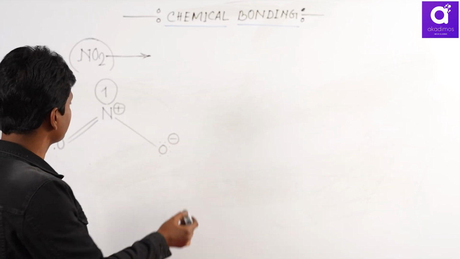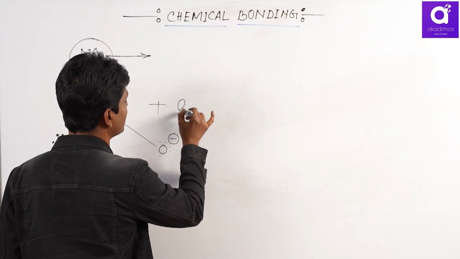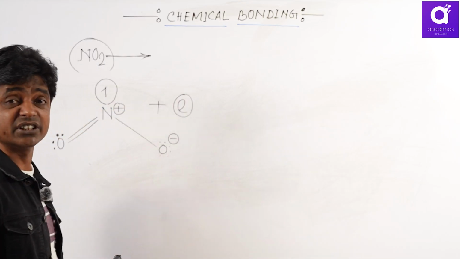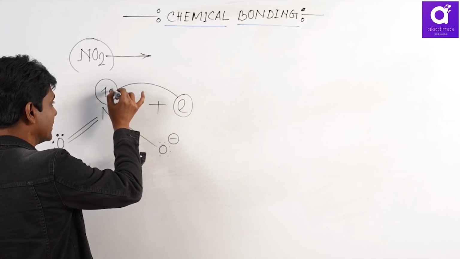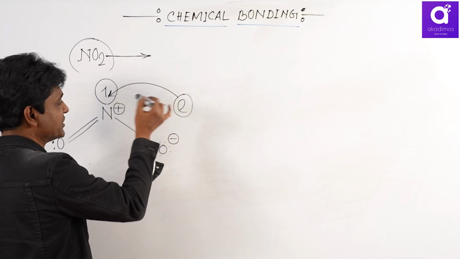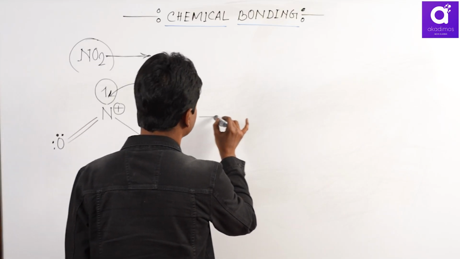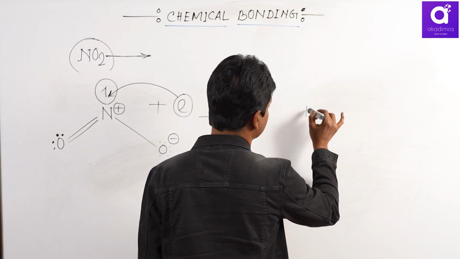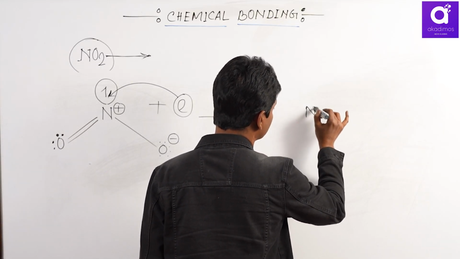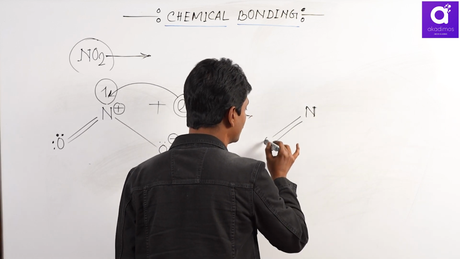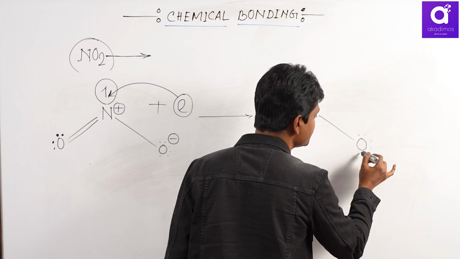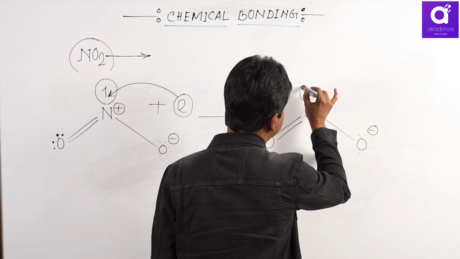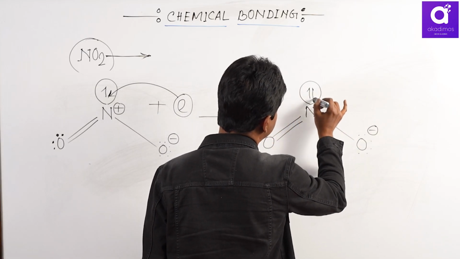It can easily accept an electron from outside. That means it can easily reduce. If this nitrogen accepts this electron, what will you get? The formal charge of nitrogen becomes 0, and it is double bond O. This is single bond oxygen with -1 charge, and here you will get a lone pair of electrons.